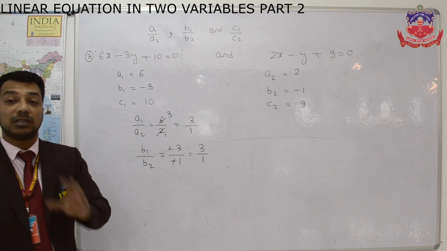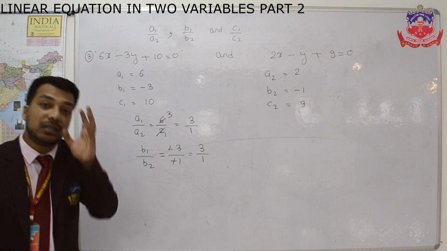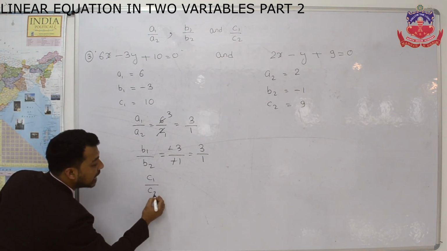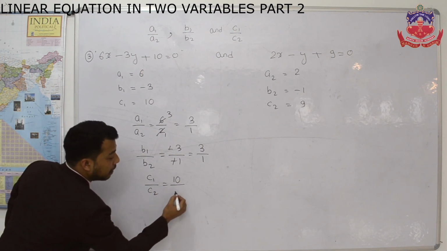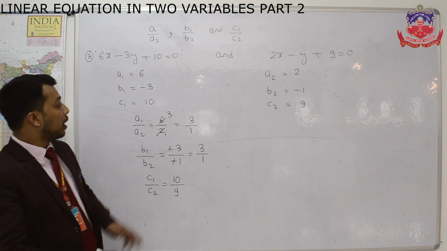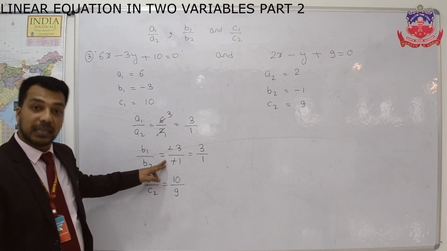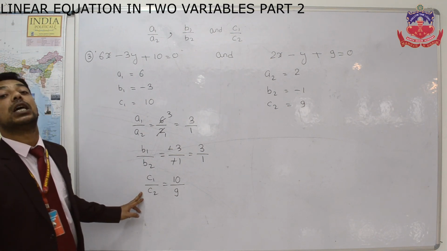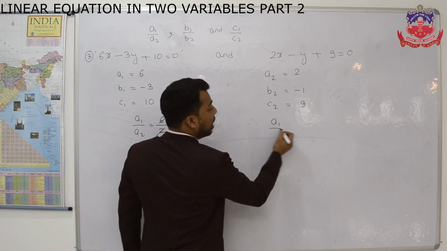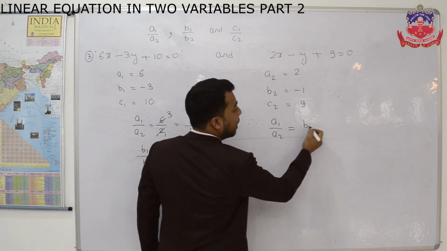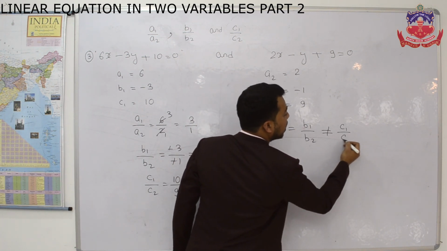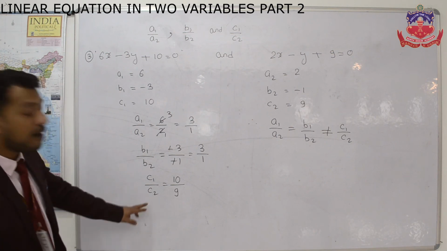If the answer for the A ratio and B ratio is the same, we go on to find the third ratio, that is C1 by C2, that is 10 by 9. But you cannot cancel this. Since we cannot cancel this, we find that the A ratio and B ratio are the same, but the C ratio is different, unequal. So we can say A1 by A2 equals B1 by B2, which is not equal to C1 by C2, as we have already found.